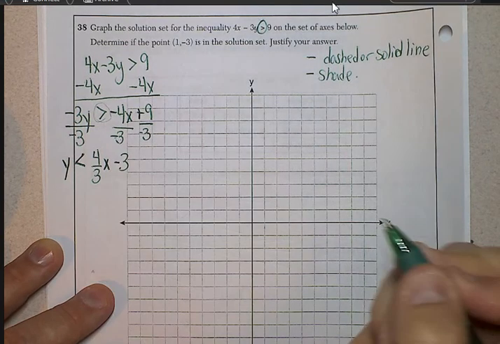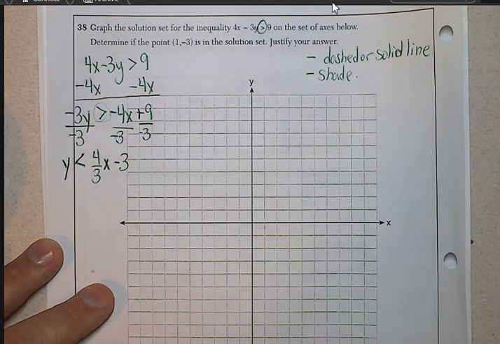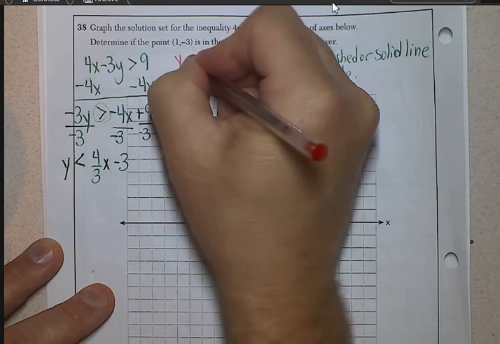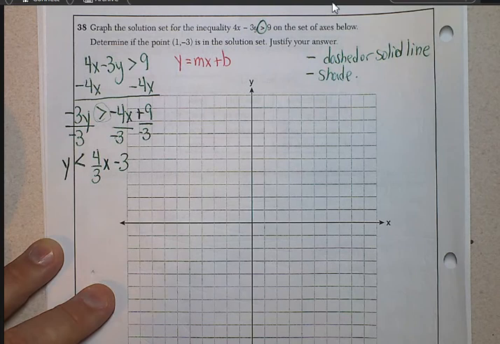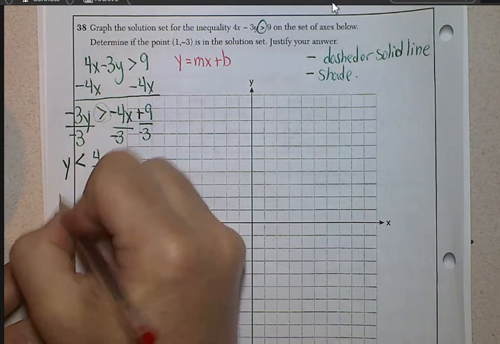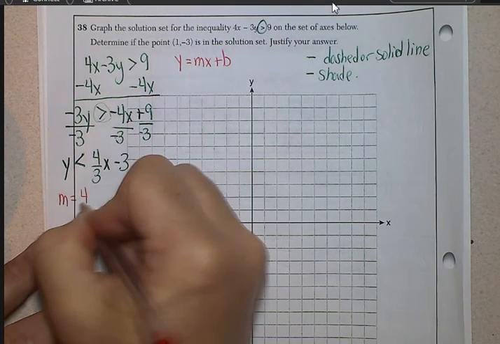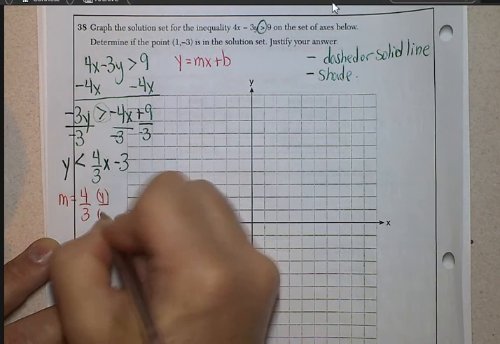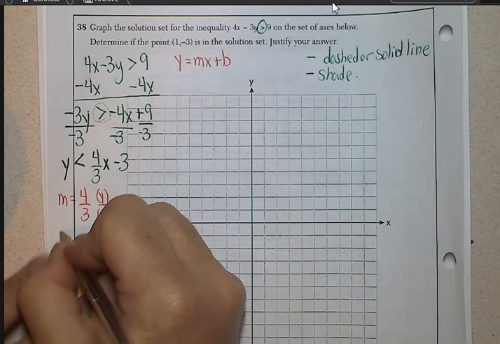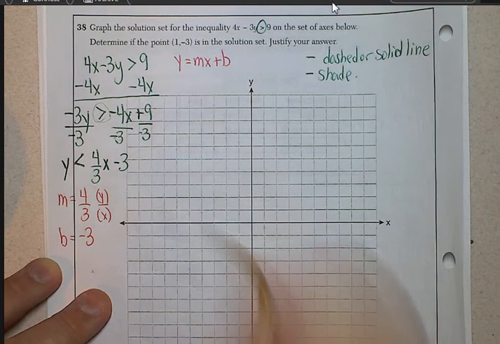All right, so, well, what do we know? Remember, we're trying to get it into this form, even though it's not an equal sign, because that's how we're going to graph it. y equals mx plus b. So the m is going to be 4/3. That's the number in front of x. Remember, your y is in the top and your x is in the bottom, so that's not a problem. And then your b is your y-intercept, which is a negative 3.